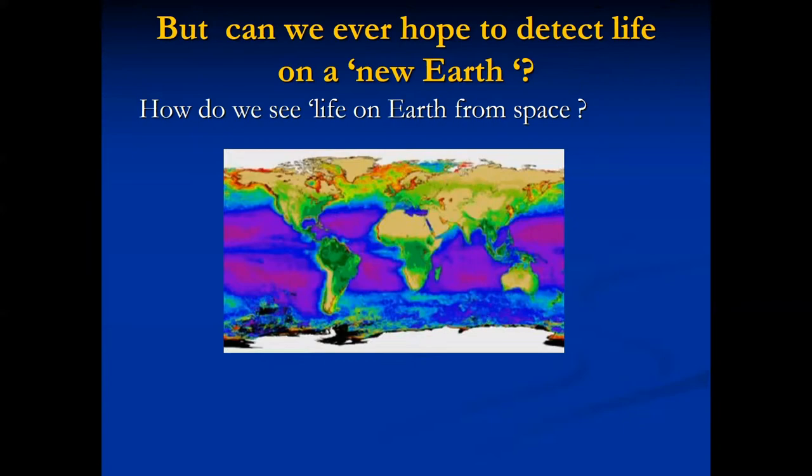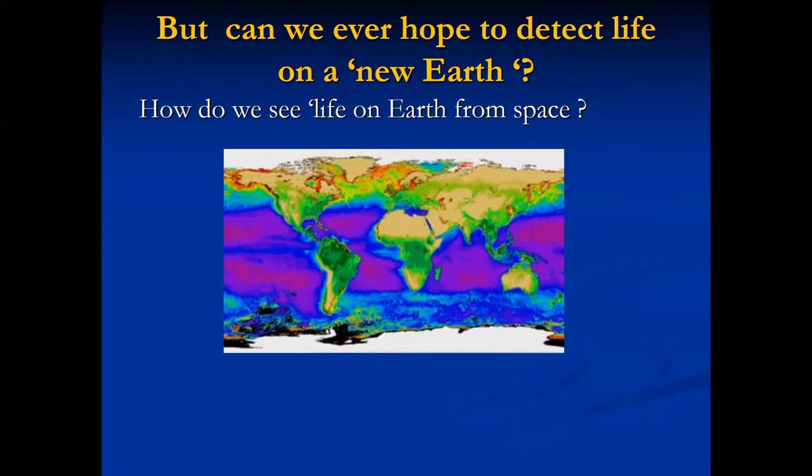But the real question is, could we ever hope to detect life on a new Earth? So we now have these planets that people will see. It's becoming a little bit blasé now. I mean, you get a lot of these press releases that say, oh, we found another exoplanet that is Earth-like. Okay, that's fine. So what do we mean by that? It means that we found a planet that's about the right temperature as Earth, which means it's got liquid water on it, or it's temperatures where it can have oceans. But that doesn't tell us that there's life on it.